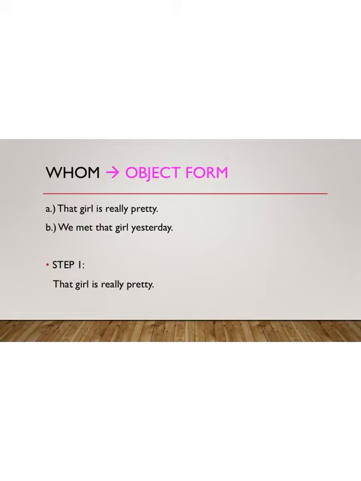And the second one is whom, W-H-O-M, and we call it the object form. And what does it mean? Okay, let's look at this example. Again, we have two sentences here. Sentence A, that girl is really pretty. We met that girl yesterday. Okay, so what we want to talk about is that girl is really pretty.